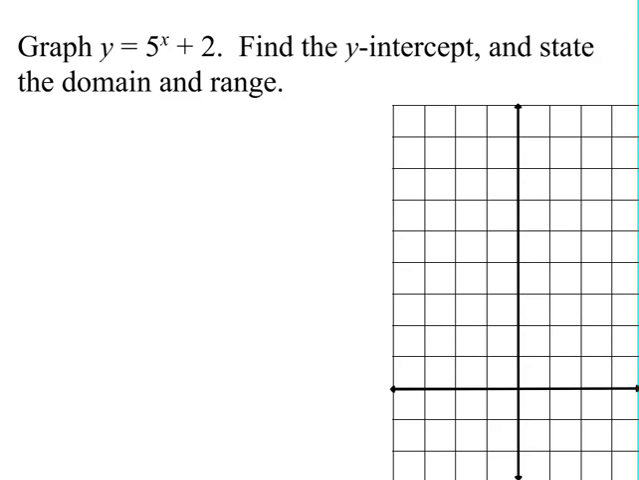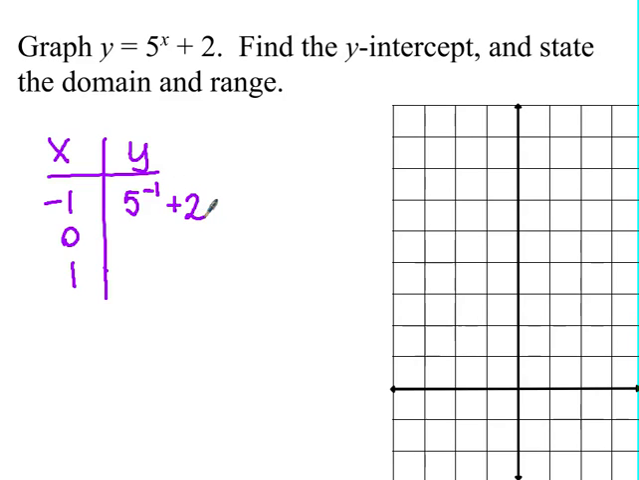Now, remember what I said, I've got a little bit of a change. This one is y equals 5 to the x plus 2. And notice I moved my axes down here. So we're going to go ahead and do x and y. -1, 0, 1. So if I plug in -1, I get 5 to the -1st plus 2.